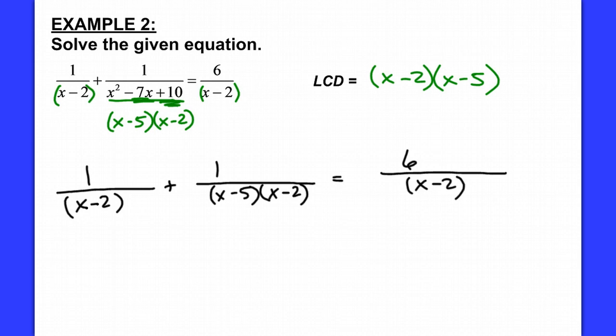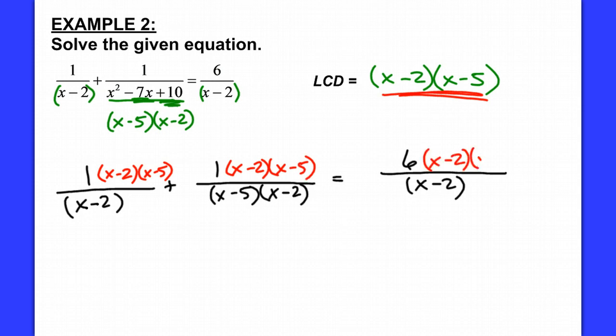So as we multiply that through, we're going to see that some things happen here. We're going to multiply x minus 2, x minus 5. Again, that's our least common denominator. x minus 2, x minus 5.